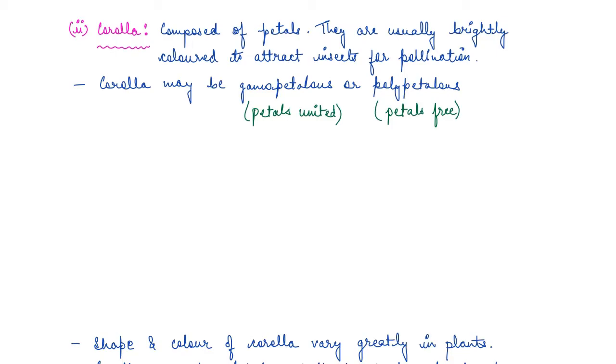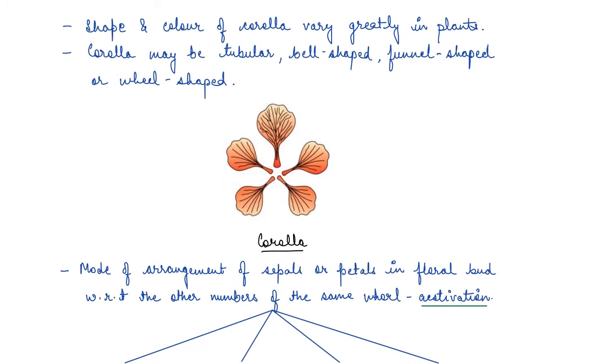Now, corolla may again be united or free. If the petals are united, it is known as gamopetalous, and if they are free, it is known as polypetalous. Now the next thing that we have to see is that the shape and color of corolla vary greatly in plants. It may be of different shapes: tubular, bell-shaped, funnel-shaped, wheel-shaped, rounded. Here you can see different petals of the corolla.